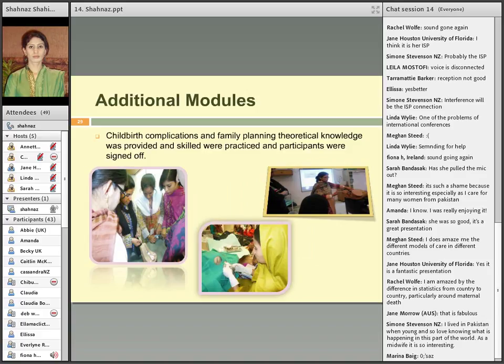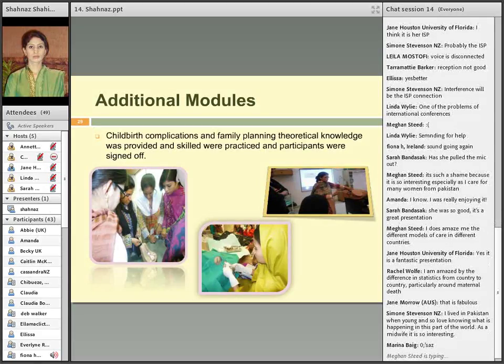And additional modules, as we discussed, since the CMWs are practicing there, they should know how to handle some critical complication emergencies during childbirth, like shoulder dystocia and PPH. So they should be able to manage women at their level and then refer them. And moreover, the family planning knowledge also. So we gave a training on childbirth complications and family planning, and we taught them how to perform the skills also, and we asked them to practice. In the pictures you see, they are practicing and they were signed off, but they were not tested as such for that.